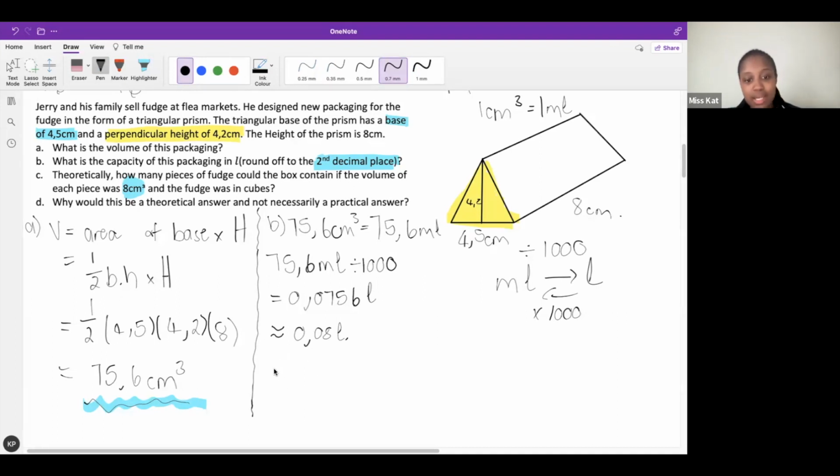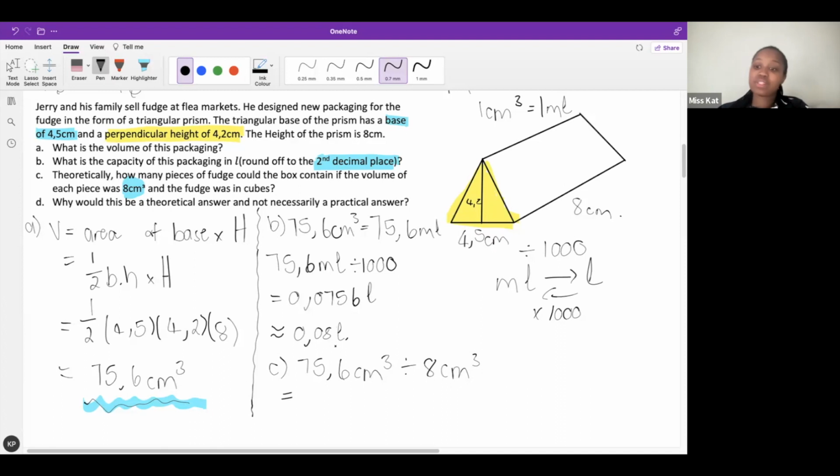So number C. You're going to take the volume of the whole box, which was 75.6, divided by 8 centimeters cubed. If you do that, what's your answer? Give me your answer before you round it off.